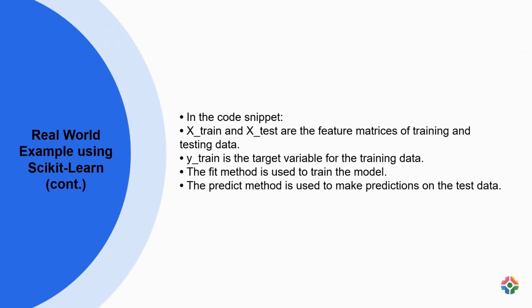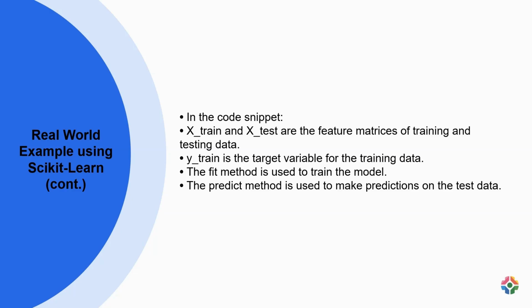The provided code snippet exemplifies the typical workflow in supervised machine learning. Firstly, the feature matrices X-train and X-test contain the input features of the training and testing datasets respectively. These matrices serve as the input data for model training and prediction. Next, the Y-train variable corresponds to the target output for the training dataset. It contains the expected outcomes that the model will be trained to predict based on the input features.